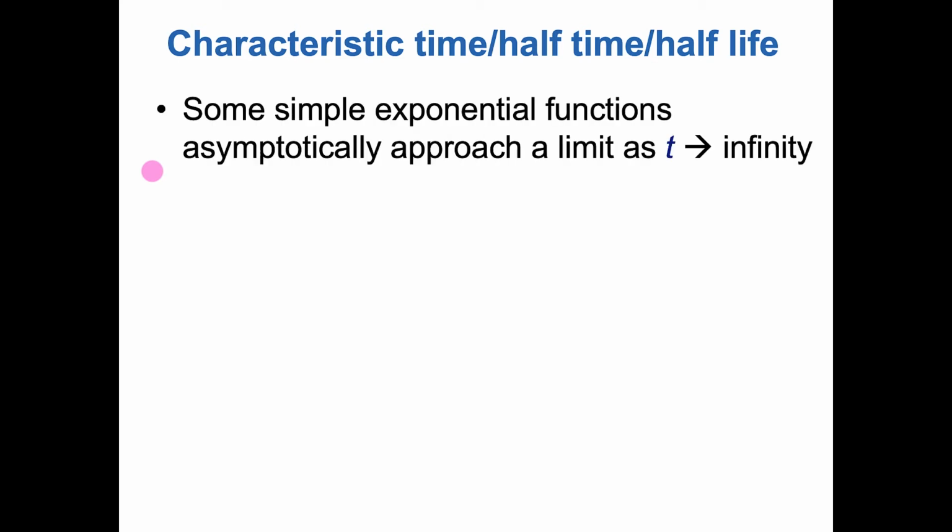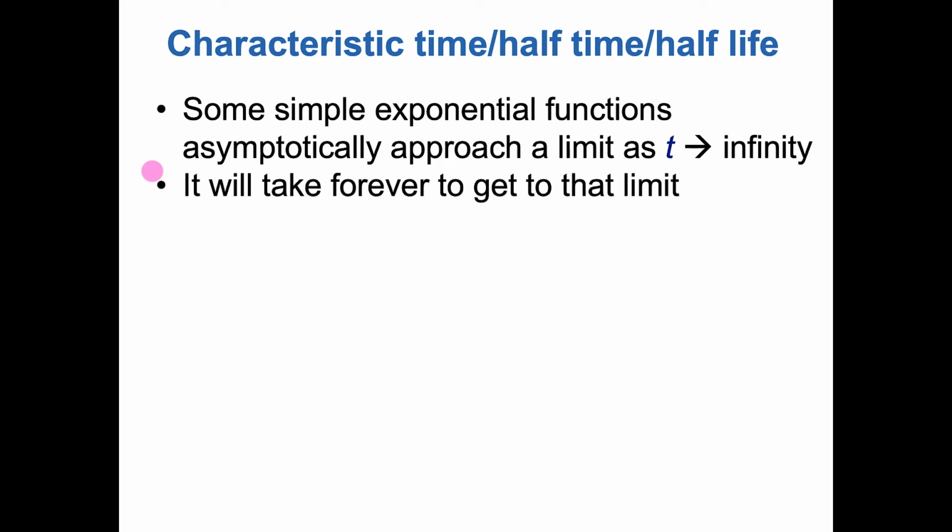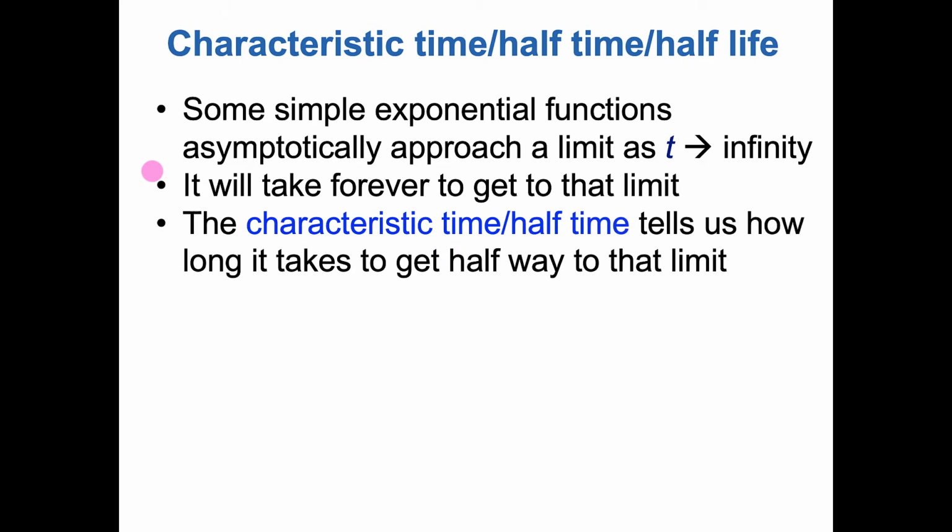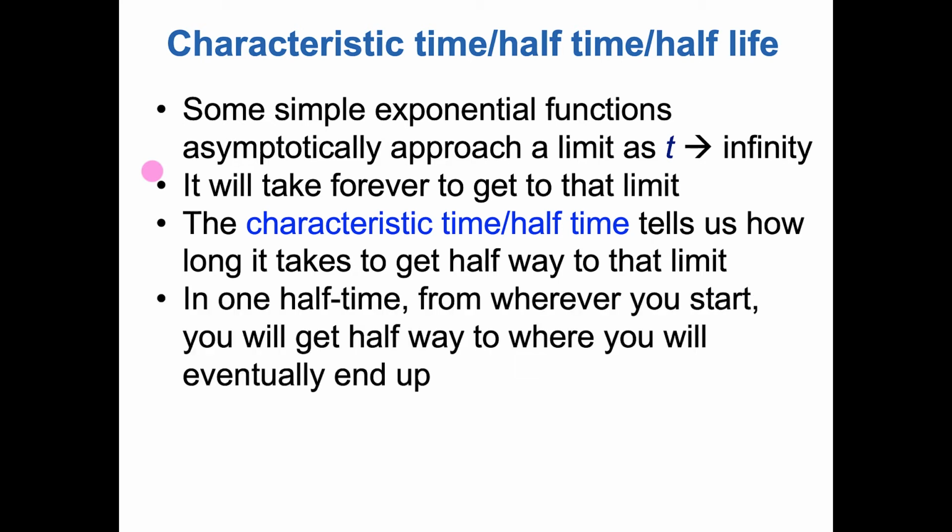Let's now talk about the characteristic time, also known as half-time or half-life. This is an important concept in understanding first-order processes. We've seen that some simple exponential functions asymptotically approach a limit as t goes to infinity. Of course, it's going to take forever to get to that limit. The characteristic time is useful because it tells us how long it's going to take to get halfway to that limit, and it's a finite number. In one half-time, from wherever you start, you will get halfway to where you will eventually end up.